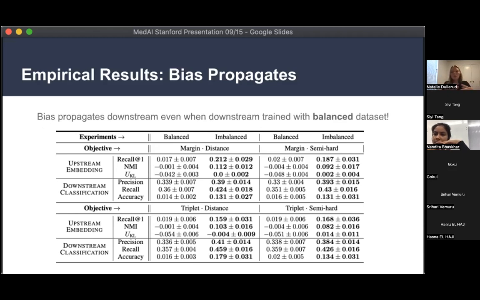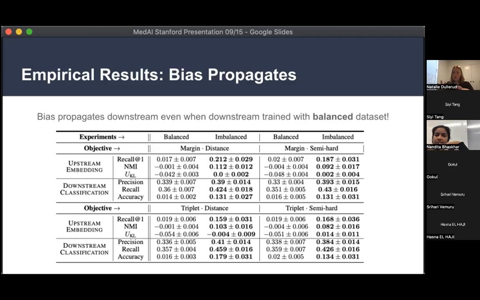But the surprising component of this is that the bias propagates downstream, even though both downstream models are trained with real balanced data with respect to the chosen groups. So we conclude that, even in the best case scenario where you have access to a real balanced data set downstream, you can't actually overcome bias that was incurred in the representation space.